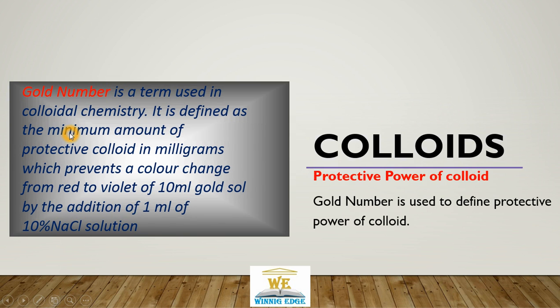So we use protecting power as the gold number. The protective colloids are the solutions that are used to protect colloidal solutions from precipitation or coagulation. The minimum amount required to prevent coagulation, in milligrams, prevents the color change of the gold sol, which is 10 ml, when we add 1 ml of 10% sodium chloride, which is nothing but the electrolyte or coagulating solution.